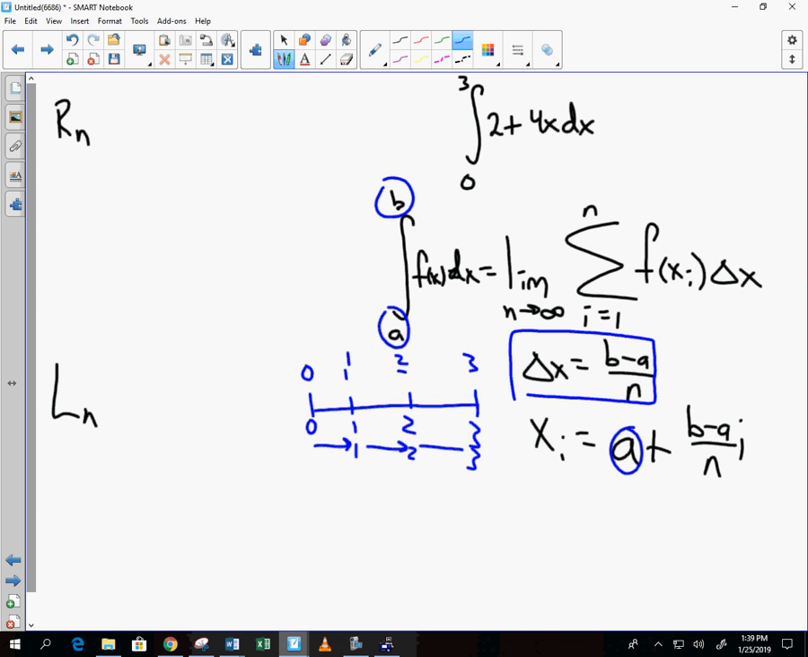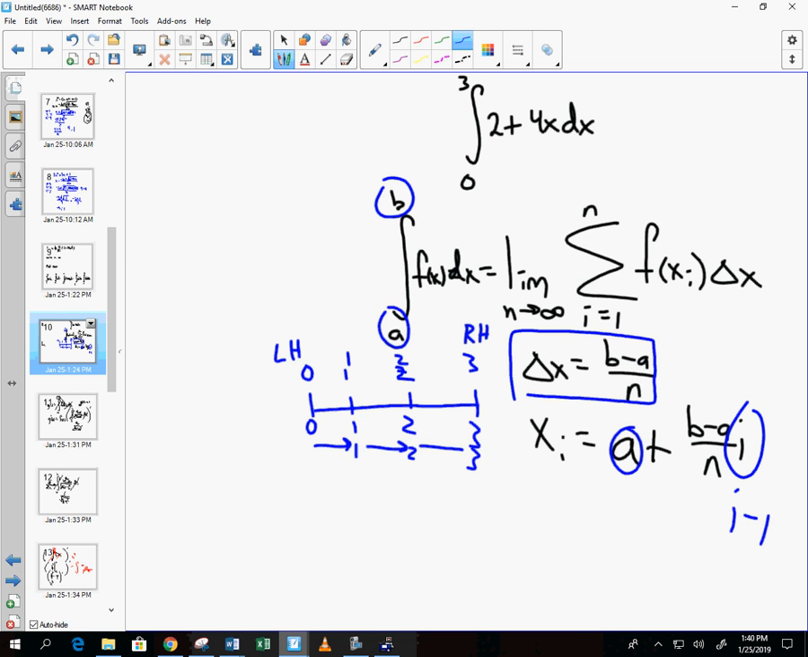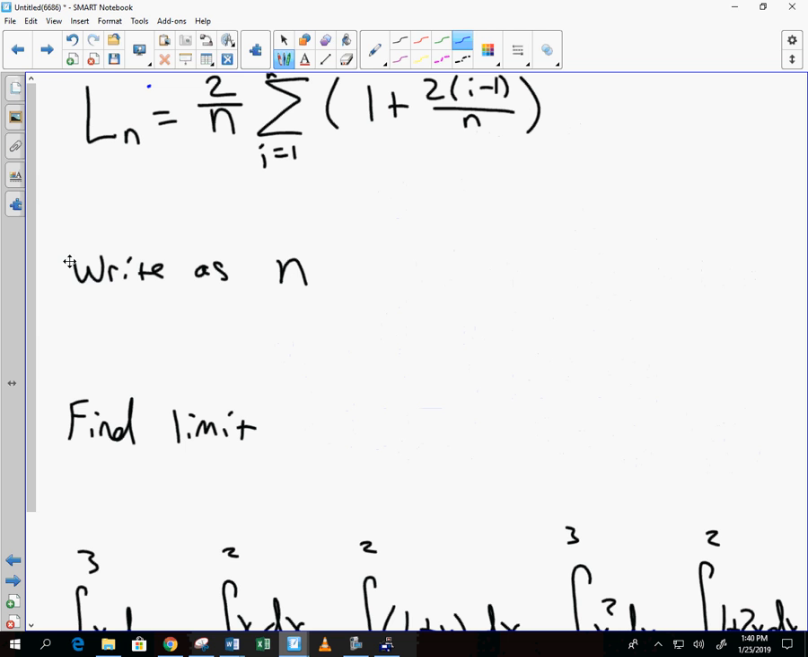But in order to represent this, notice that the right hand is on top. Right hand, so we're going to use i to represent the right hand. But the left hand, well, that's the 0, 1, and 2. And that would be i minus 1. And so if you notice in your example that you were given here, you've got that i minus 1, and that tells us that it's the left hand, which is currently given to you.